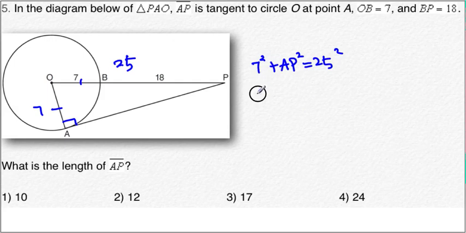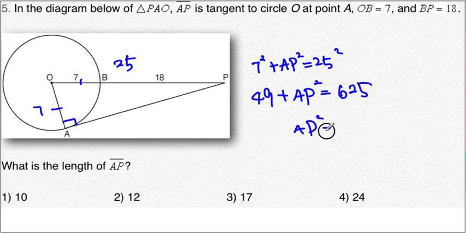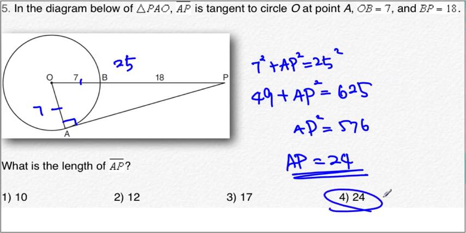Here we end up getting 49 plus AP squared is equal to 625. By subtracting 49 from each side, AP squared will be equal to 576. Then AP, when you take the square root on both sides, this becomes 24. Therefore, 24 becomes our answer.